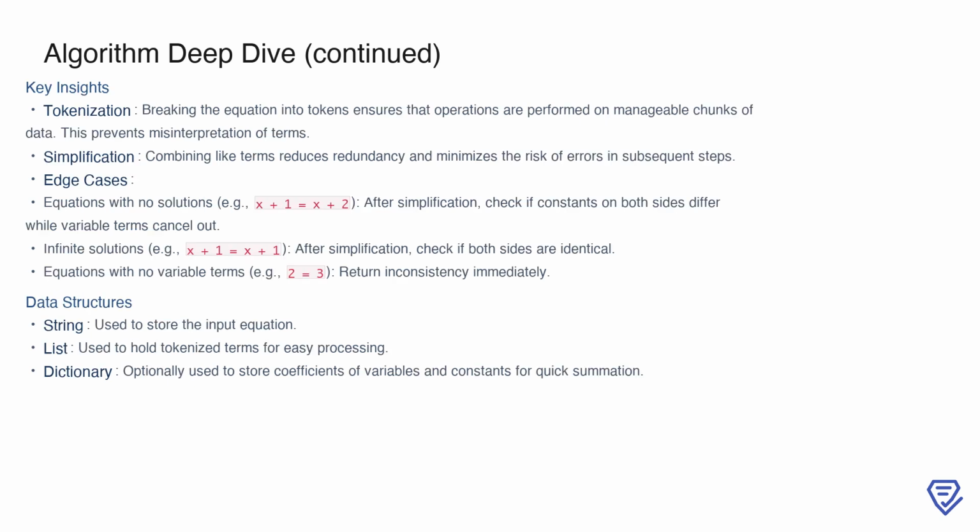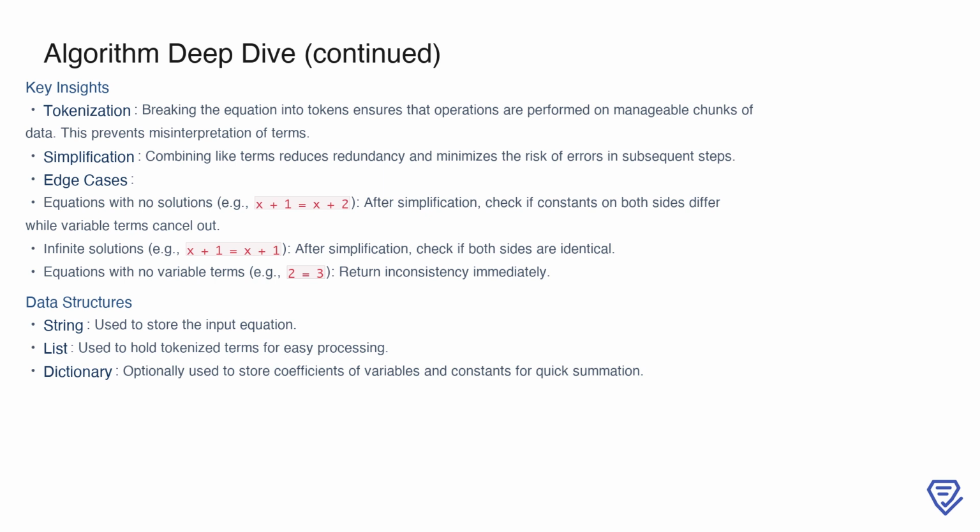Breaking the equation into tokens is a critical step because it ensures that all operations are performed on well-defined pieces of data. This minimizes the chance of misinterpreting terms, especially in complex equations. Simplification, where we combine like terms, is equally important, as it reduces redundancy and helps avoid errors in later steps.